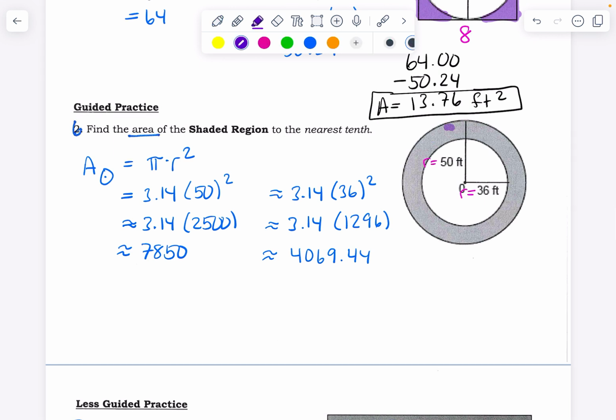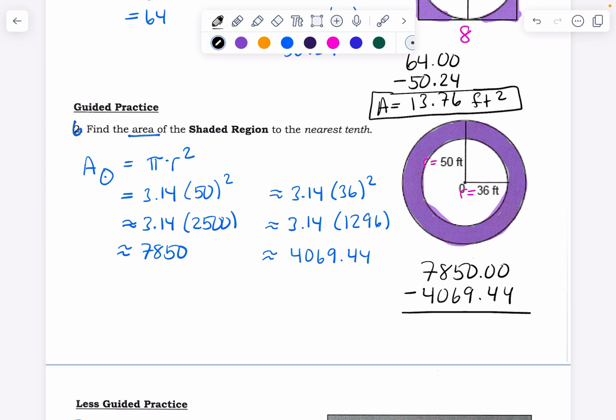Well, only this is being shaded here. Okay? I'm not going to shade all of it, but you get it. I don't know. There's something a little relaxing about coloring with this iPad pencil. Ooh, okay, so 7850.00 minus 4069.44, and your resulting area would be 3,780.56 feet squared.